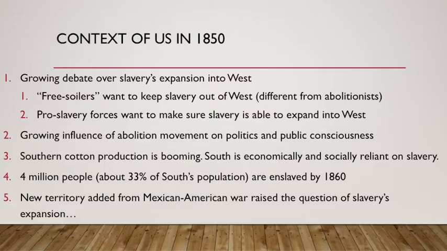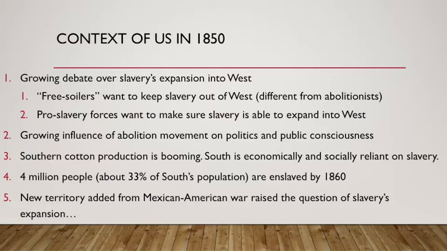Okay, so in 1850, there is growing debate over slavery's expansion into the West. A growing number of, quote, free soilers in the West and the North wanted to keep slavery out of the West. Not anti-slavery in the sense that free soilers didn't necessarily think, we need to go to the South and stop slavery, but they wanted to keep it out of the West. They wanted the West to be open to free labor. They didn't want to have to compete with slave plantations that would make it very hard for an independent farmer to compete. So free soilers want to keep slavery out, and pro-slavery forces want to try to expand slavery into the West to make new slave states.